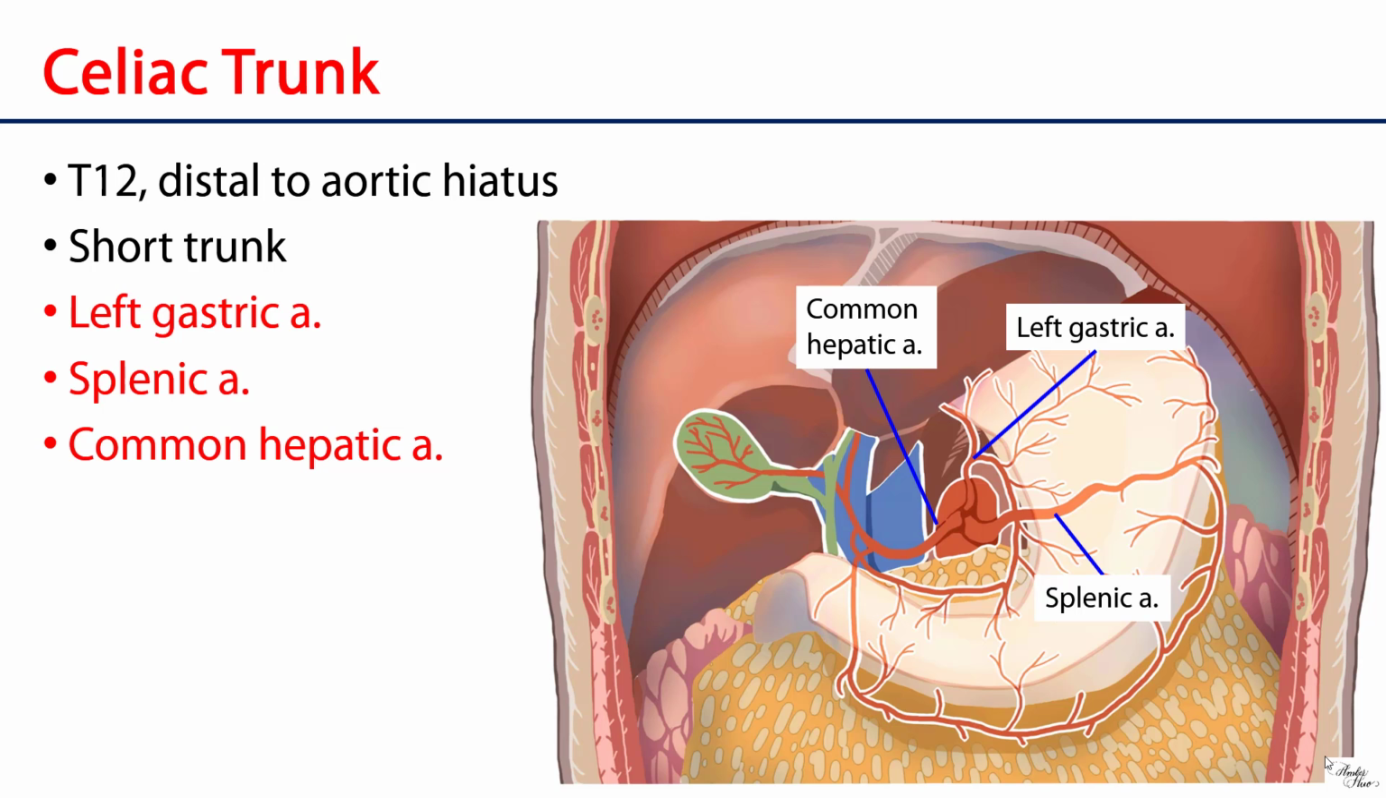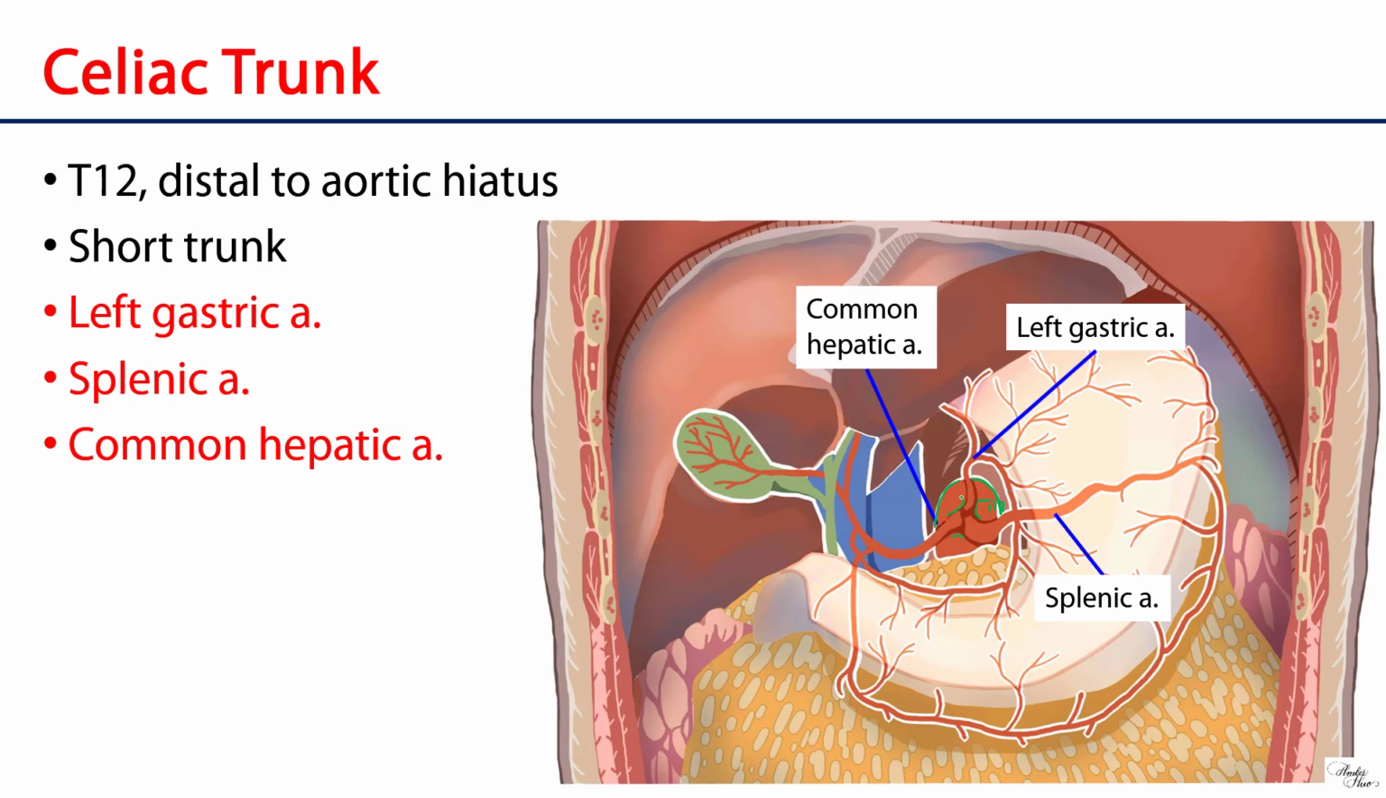It exits from the abdominal aorta at approximately the level of T12. Recall that the hiatus for the aorta, or the space through which the aorta travels from the thoracic part of the aorta to the abdominal part of the aorta, is also at T12.